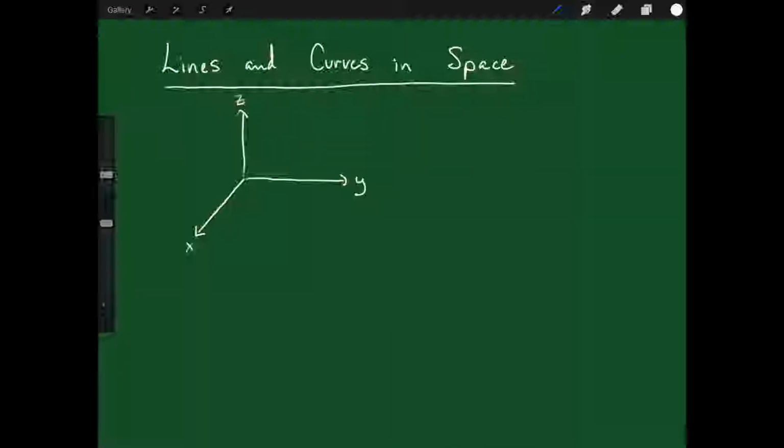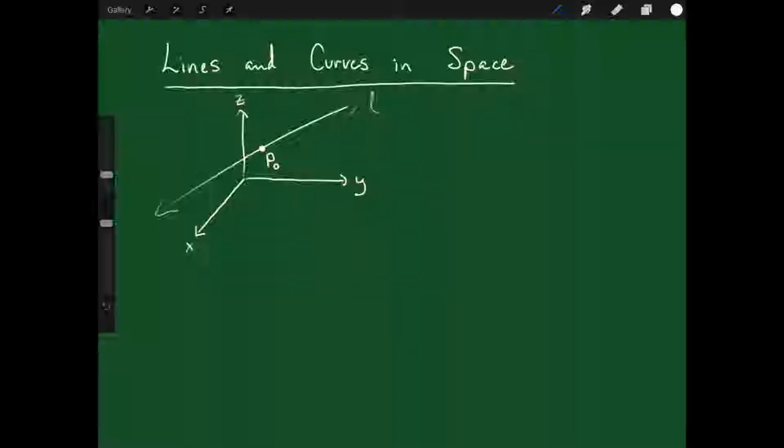And then what I'd like to do is, let's say that we have some line passing through space. So I'll just draw this line. Okay, so this is a line, let's call it L. And let's say that I know a point that is on this line. I'm going to call that point P sub 0.